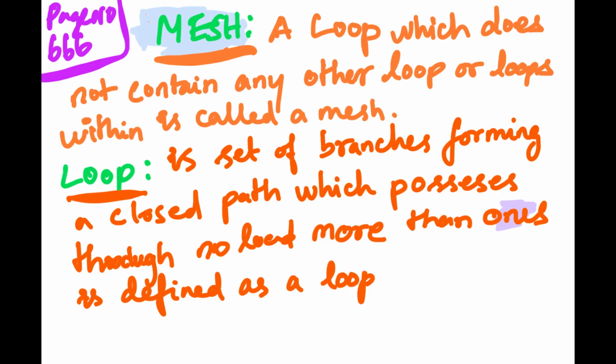Mesh: a loop which does not contain any other loop or loops within is called a mesh. A loop is a set of branches forming a closed path which passes through no branch more than once. That is defined as a loop.